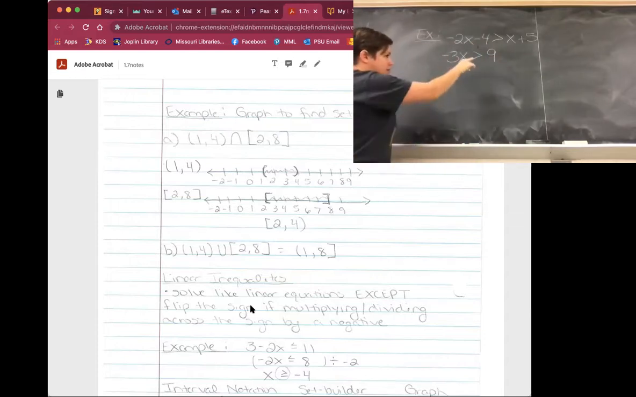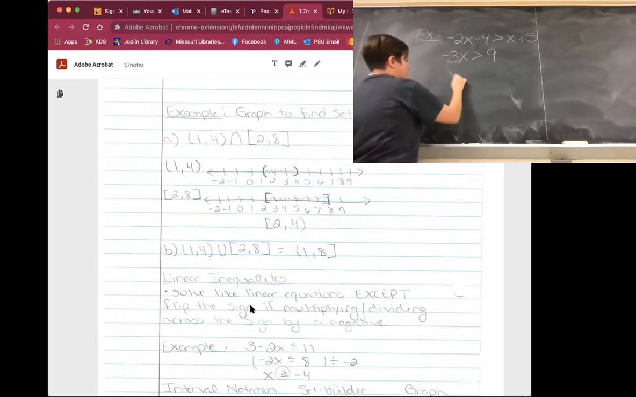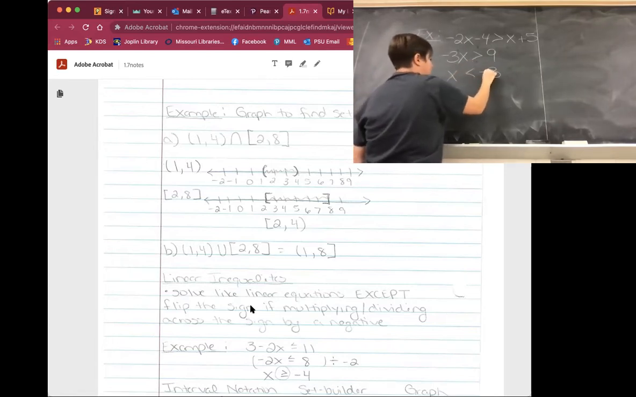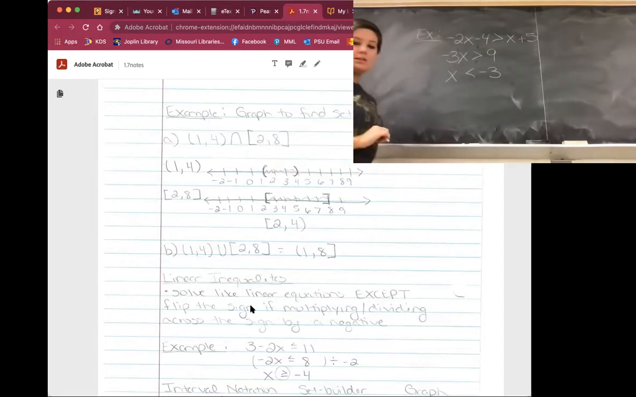I'm going to divide both sides by -3. So x, I'm dividing by a negative, so I have to flip my sign. Instead of saying greater than, I have to say less than. 9 divided by -3 is -3.